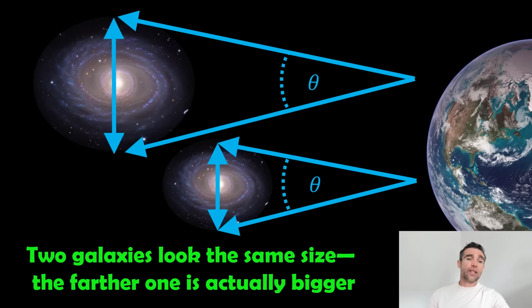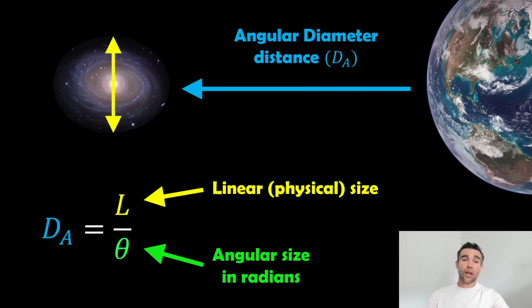So two galaxies are going to look the same size at different distances. The one furthest away is going to be the physically bigger galaxy. So now we come to this angular diameter distance. It relates to the angular diameter of the galaxy, but it also relates to the distance to it as well. And they've got a fairly simple, straightforward equation at the bottom.